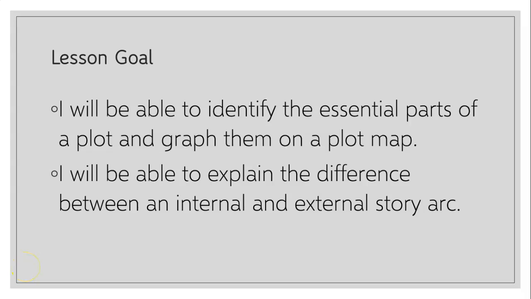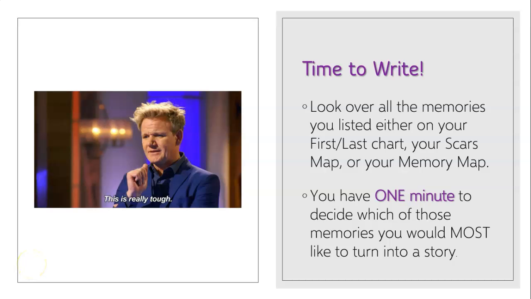Today we're going to keep working with plot, just like we were doing with the Gigantos story on Tuesday, but we're going to be doing it more from the perspective of a writer than as a reader. So far we've mainly talked about plot as a reader, and today we're going to think about it in terms of our writing. So our lesson goals are still, I will be able to identify the essential parts of a plot and graph them on a plot map, and I will be able to explain the difference between an internal and external story arc.